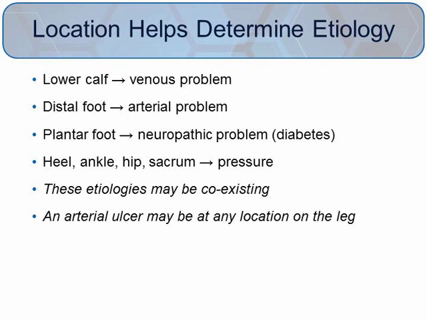So the location can help you determine etiology. This is not cut in stone, but it does help. So for instance, an ulcer on the lower calf may be a venous problem. On the distal foot may be an arterial problem. On the plantar foot may be a neuropathic problem. On a bony prominence, such as the heel, ankle, hip, or sacrum, could be a pressure problem. But these etiologies can coexist, and remember, especially arterial ulcers may be at any location on the leg.